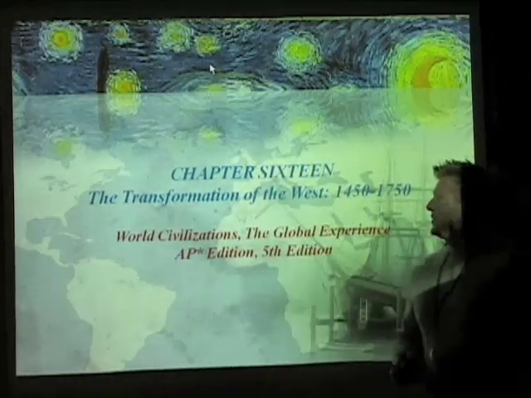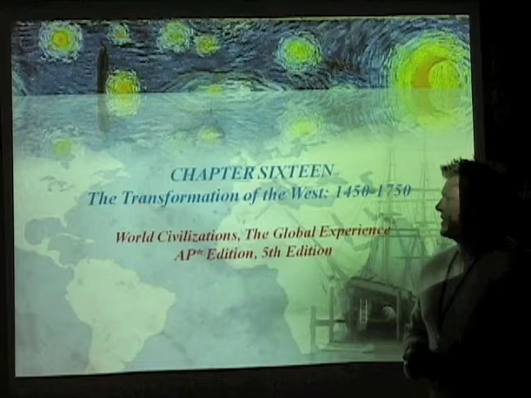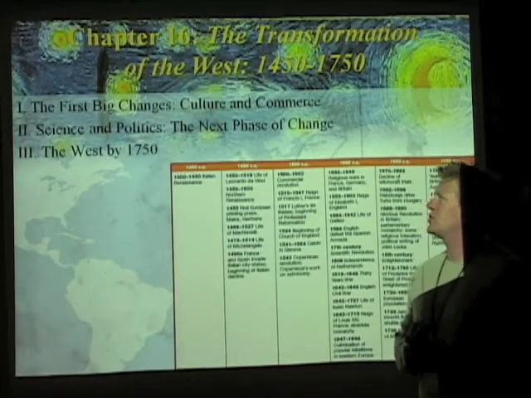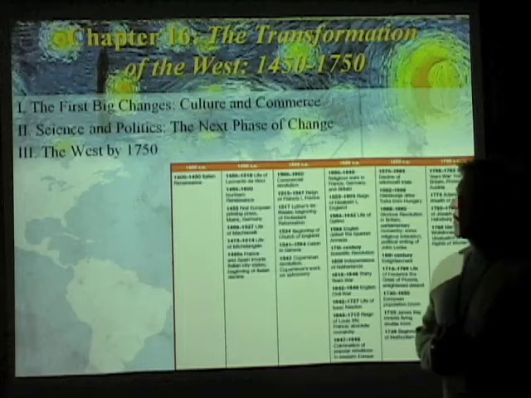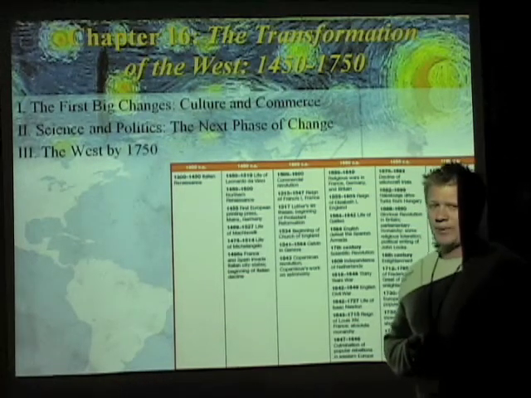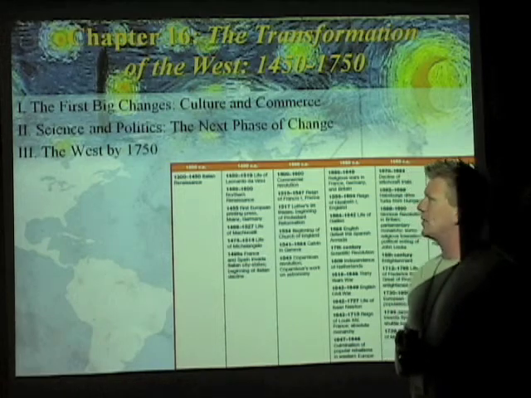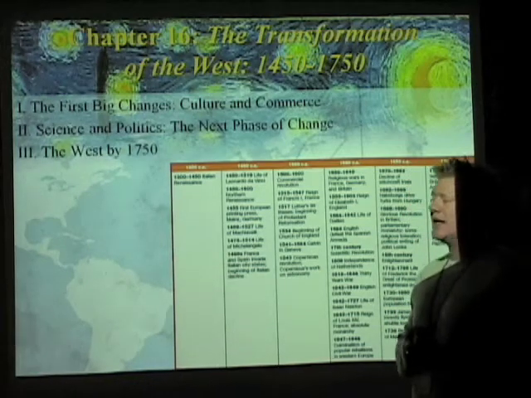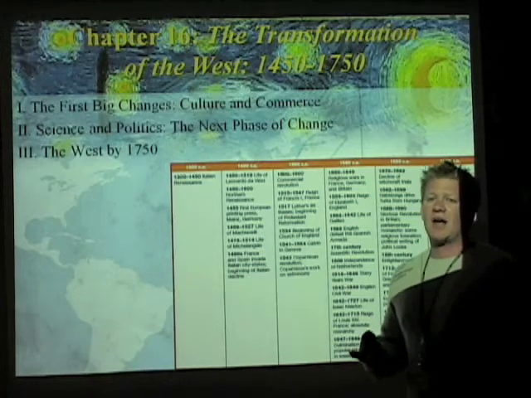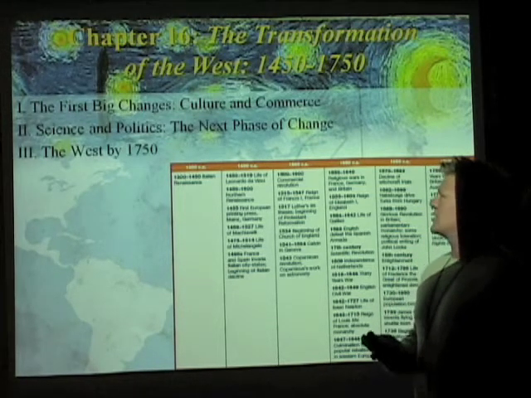Okay, chapter 16, the transformation of the West, 1450 to 1750. We'll be looking at the first big changes in culture and commerce. We'll be looking at science and politics, also a little bit with the Reformation, and we'll be looking at the West by 1750. Chapter 16 and 17 flow together as we did the Salon Project and discussing those things.